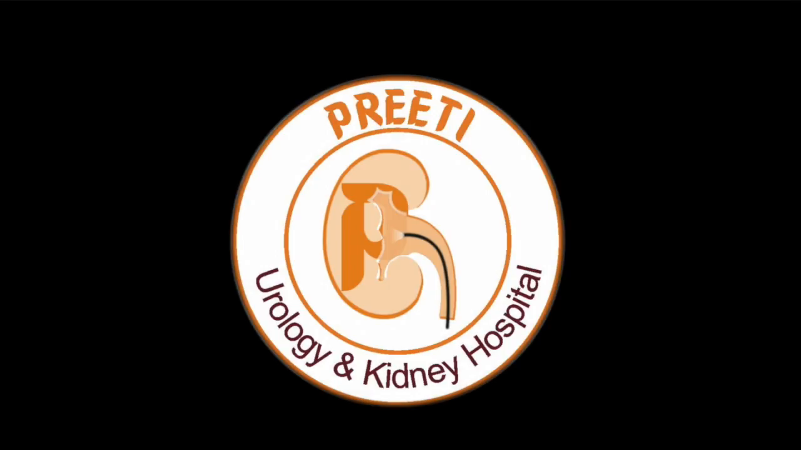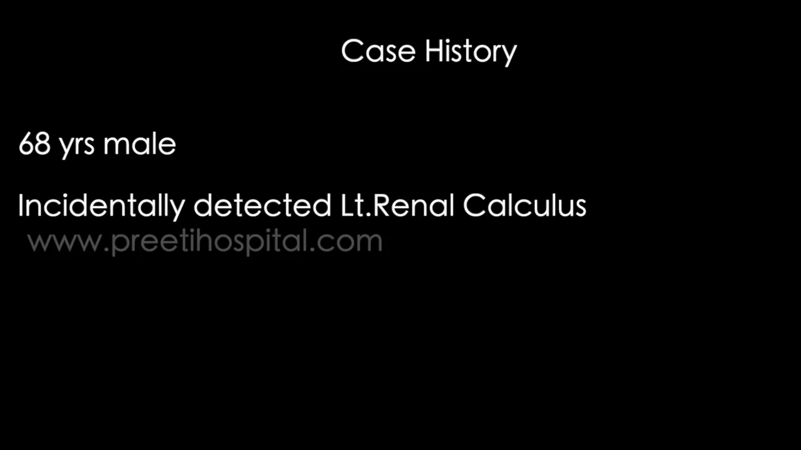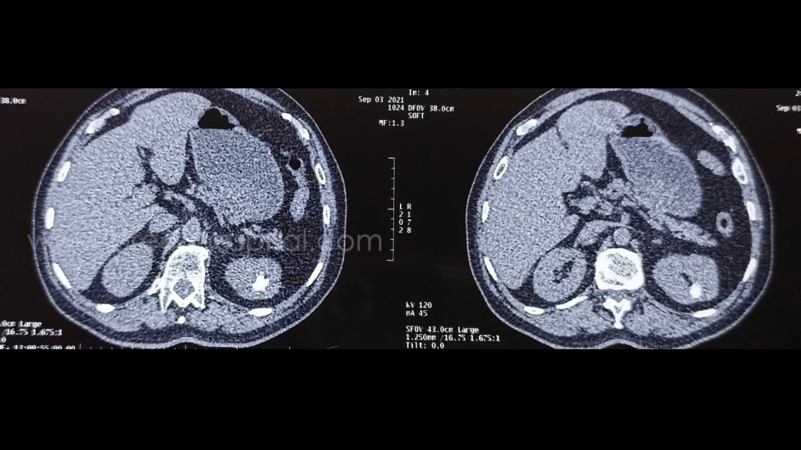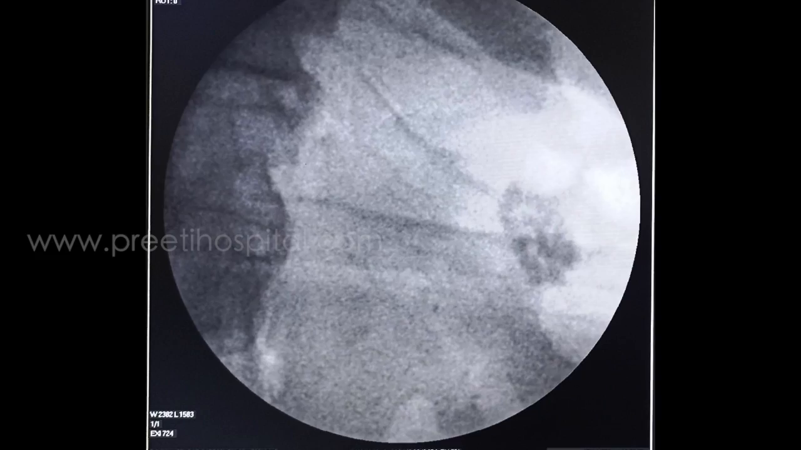Here we are showing a case of RIRS for upper calyceal diverticular stone using thulium fiber laser. The patient is a 68-year-old male with an incidentally detected left renal calculus. This is the CT picture showing the stones in the upper pole. The stone looks more peripheral, so we had a doubt whether it's a diverticular stone or a parenchymal calcification. This is the CT picture showing multiple small stones.